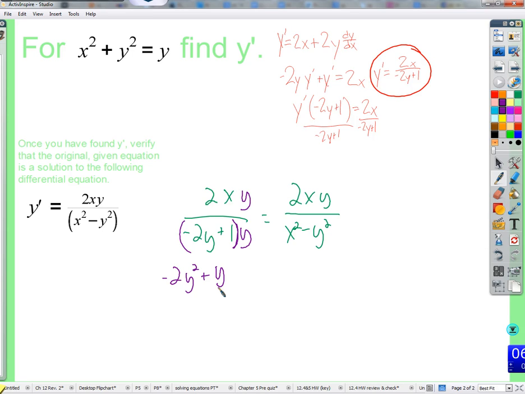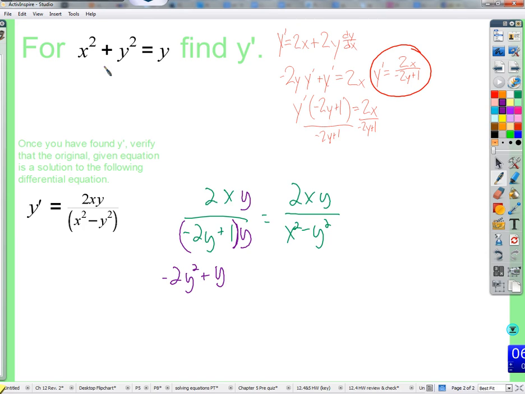We want an x squared. And not a negative 2; we don't want a negative 2y squared. We want a negative y squared. So we got a y squared like we want, so that's good. We don't want a y, but you know what y is equal to? That, x squared plus y squared.